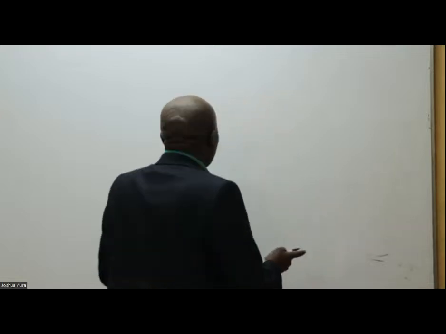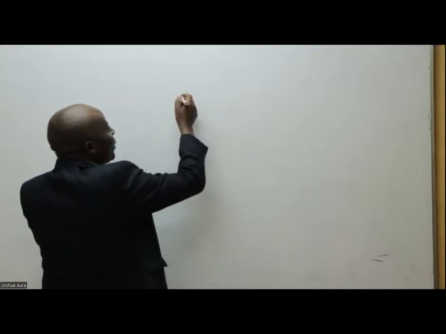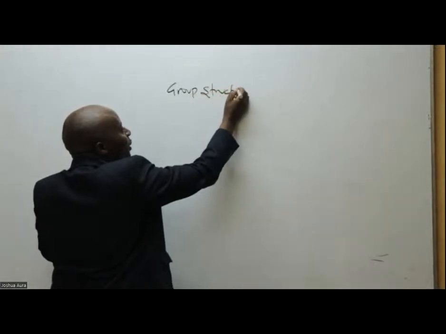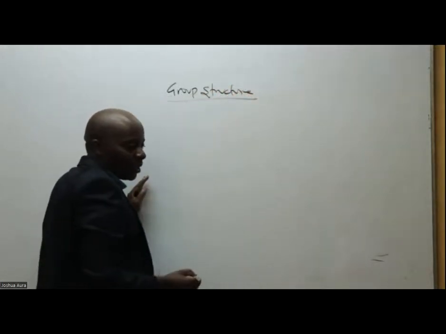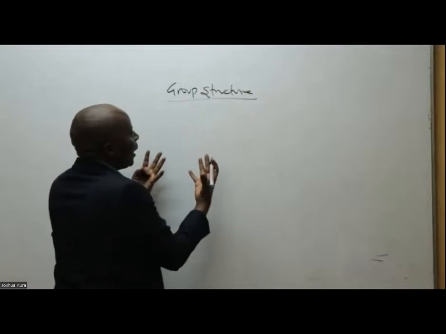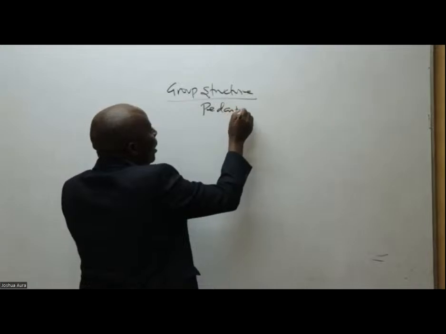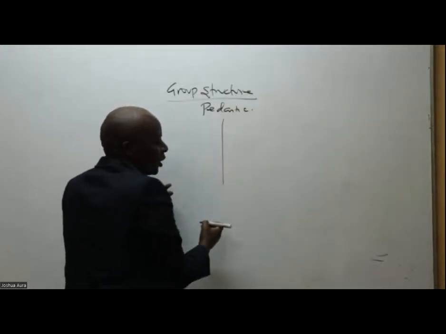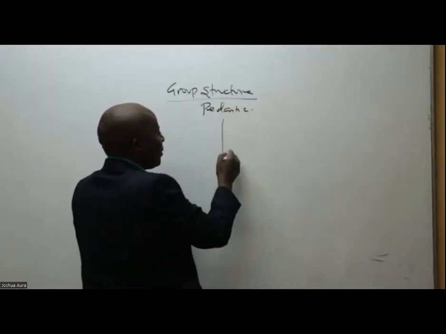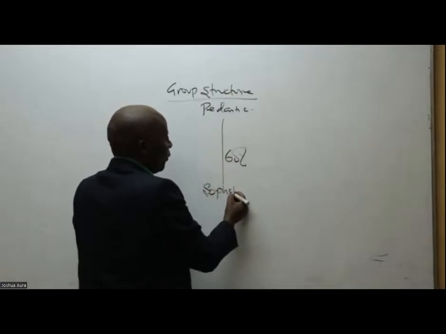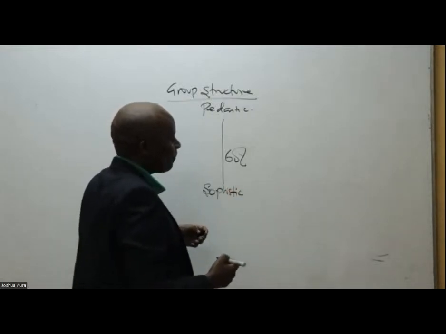Let me go through the charts here. Ladies and gentlemen, remember, as usual, in any group question, you must always start with what we call the group structure. And this is how our group has been structured. We have one company called Pedantic, which has gone ahead to acquire some 60% shares of another company called Sophistic.